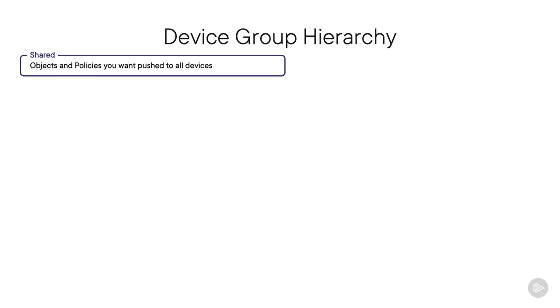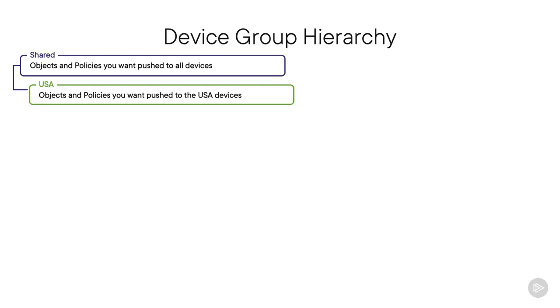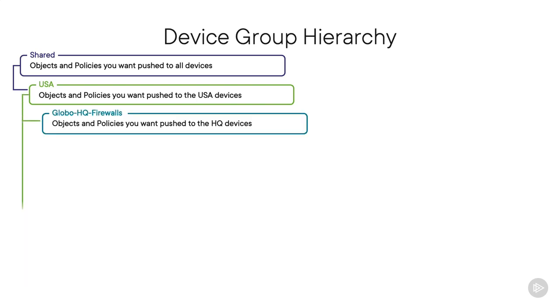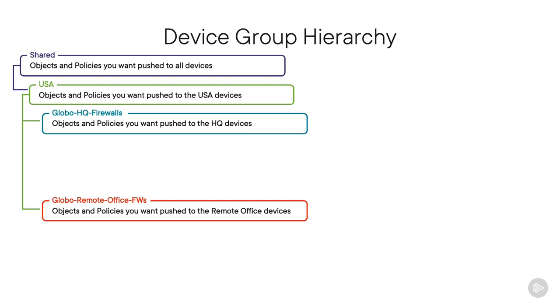When you create a device group, Panorama automatically creates a shared device group. So in this device group, you would add objects and policies that you would want to appear on every firewall. Then, Global Mantic will have a USA device group. This device group will inherit the policies and objects of the shared device group, but you can also configure policies and objects to be used specifically for this device group. Then we will have two more device groups, one for any firewall that is located in the global headquarters office, and another for remote office firewalls.